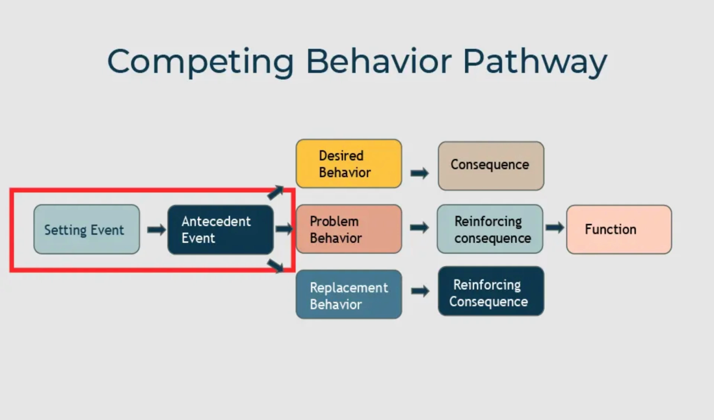This visual shows the competing behavior pathway, which is a helpful tool for deciding where prevention strategies should go. We want to focus on the start of the pathway, setting events and antecedents. Setting events are things like poor sleep, medication changes, or a stressful morning. Antecedents are more immediate triggers, such as being told to stop an activity or begin a difficult task. You practiced identifying these in the September module. Now, we'll focus on how prevention strategies are matched to these points.